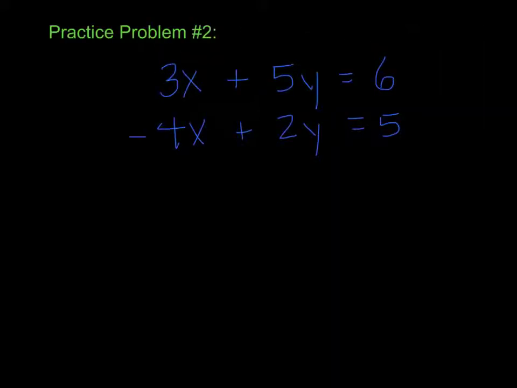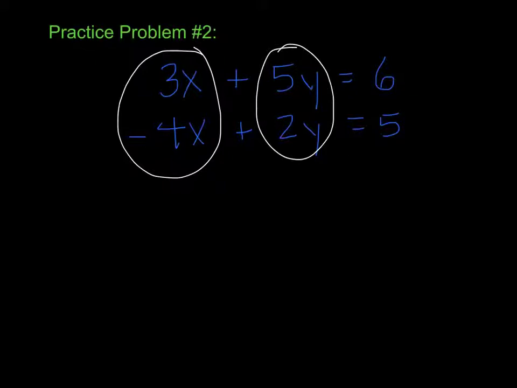On to practice problem number 2. Step 1 says to line up your variables. Again, we've got x's on top, y's on top, constants on top. So step 1 is good. Step 2 says to multiply by a constant such that two coefficients become opposites. So I've got two choices here. I can eliminate the x's or I can eliminate the y's. Both of them are just as difficult to get rid of.